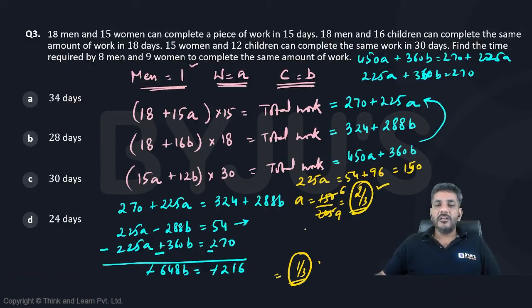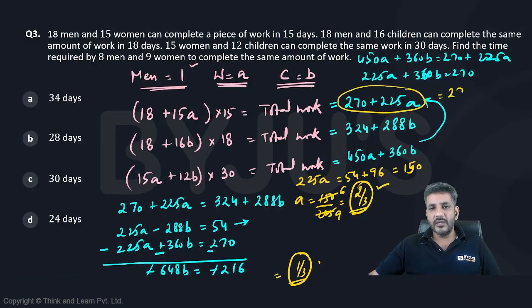Now putting these values of A and B, I can get the total work from here. So what is the total work? It is 270 plus 225A, and A is 2 by 3. So it is 225 into 2 by 3, that is 150. So I can say that the total work is 420 units.